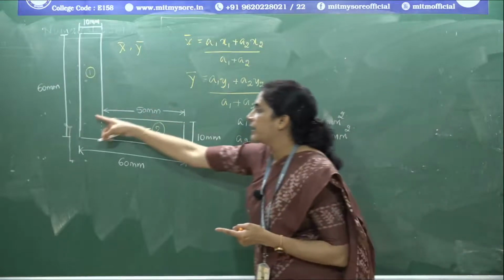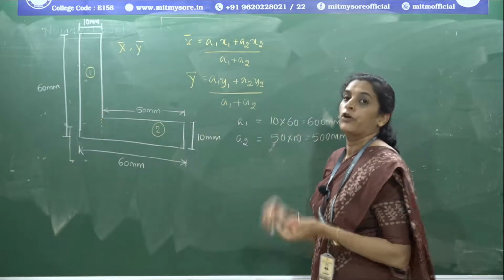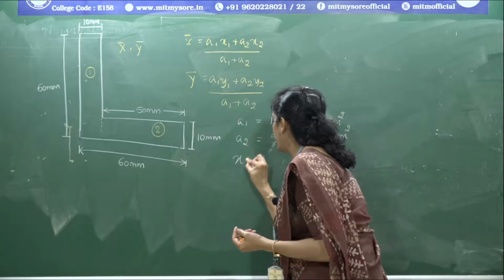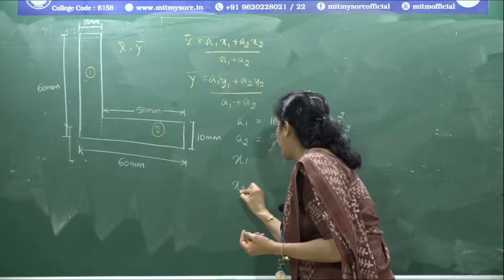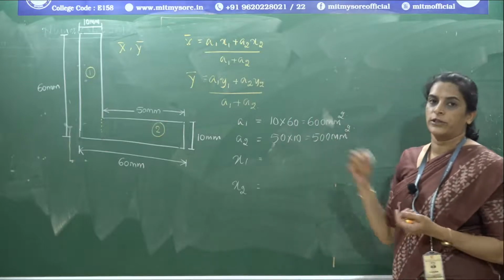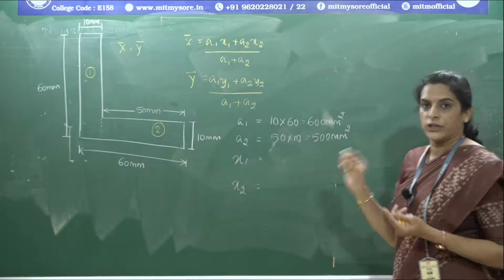So after finding out the area for individual components, we are supposed to find out x1 and x2 means to tell the x components of the individual sections.